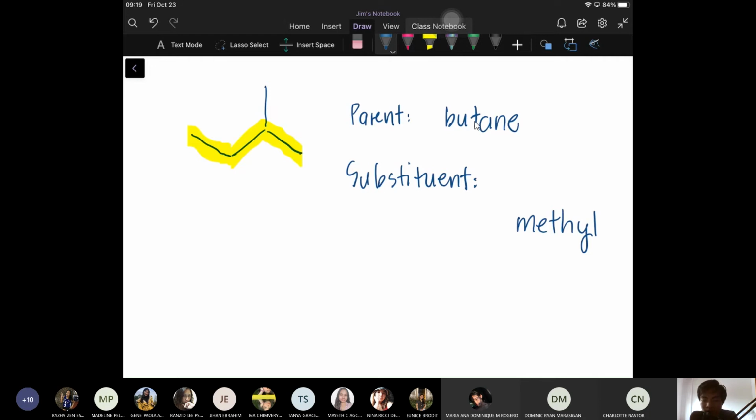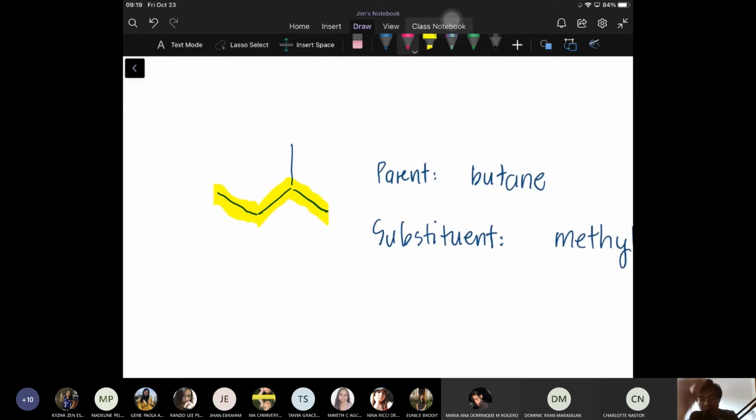Methyl butane. O, hindi pa tapos yan. Kailangan i-identify mo kung ano yung address ng methyl. Anong number pwedeng ibigay sa kanya. So, let's assign number left to right, right to left, no? Okay. So, focus tayo dito. So, left to right, the number of your methyl will be 3. Right to left, the number for your methyl would be 2. Ano yung better? Ito yung lowest, yung 2. So, I will assign my methyl yung address niya ay 2. No? So, 2-methyl ang substituent.